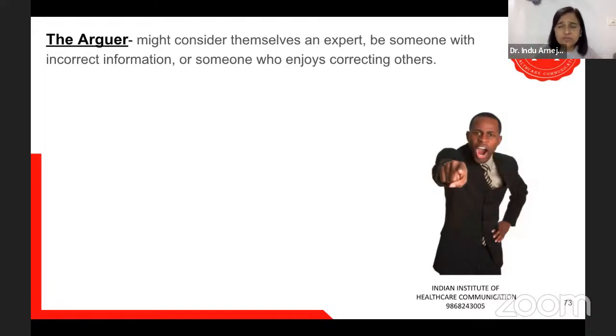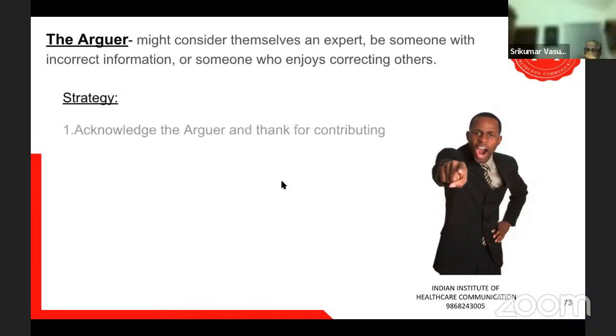There are people who would be arguers. Maybe they know the subject very well, or they don't agree with you completely, or they just try to correct you and find some fault with what you are saying. People like them can disturb you, especially if they are at your level, or if they are above you in the hierarchy, it can be disturbing. How do you handle them?